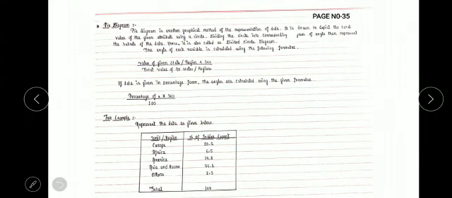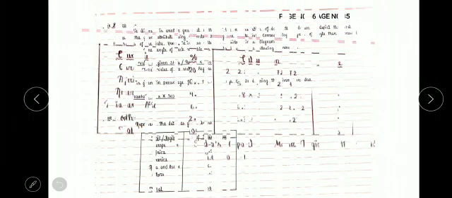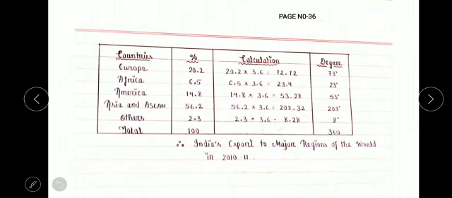The pie diagram is another graphical method of representation of data, and it is drawn to depict the total value of the given attribute using a circle. So we all know how to plot the pie diagram. One example is here, region and percentage of Indian export. So the names of the continents are here, and the percentage of Indian export, the data, is given here. We have to calculate.